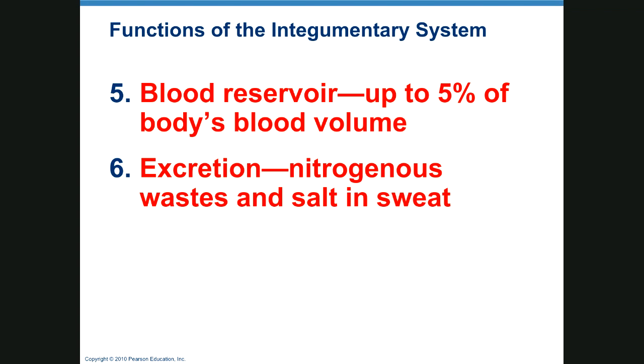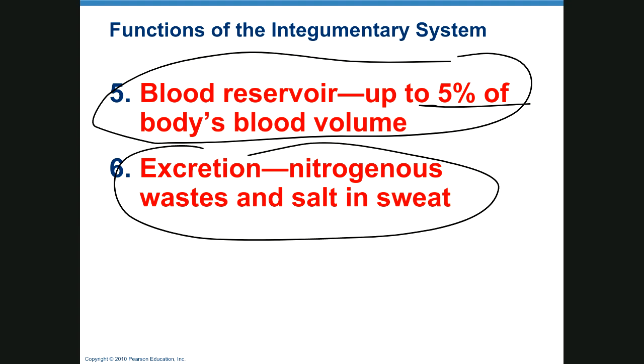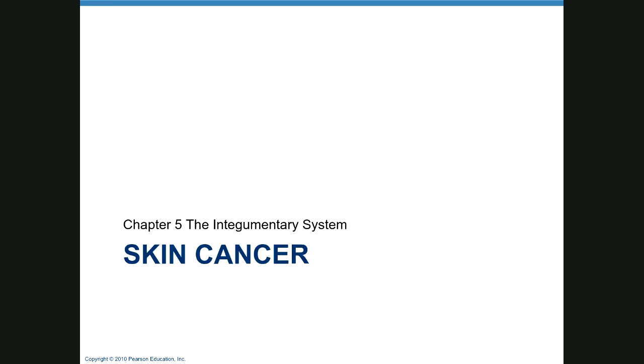Another function of the integumentary system is a blood reservoir. At any given time, at least about 5% of the blood will be found in the skin, and that's why peripheral skin vessels dilate or shrink depending on what the body needs. The skin is also an excretory organ. We get rid of waste through the skin, through sweat. Salt and nitrogenous waste are expelled also through the skin, not just through the urinary system.